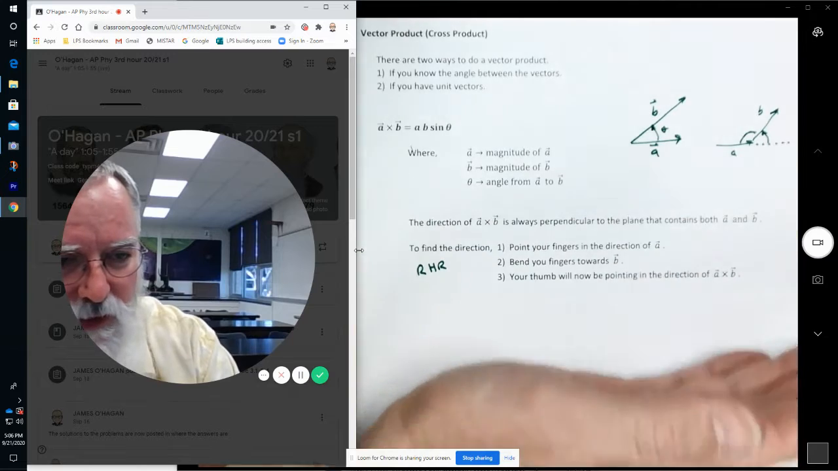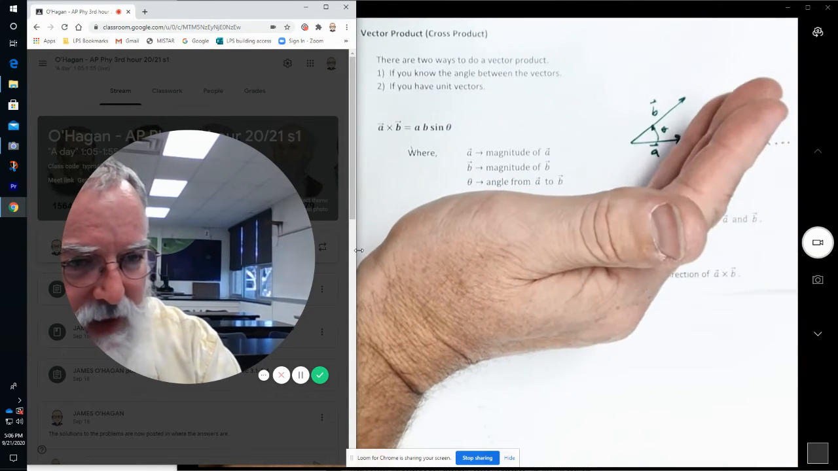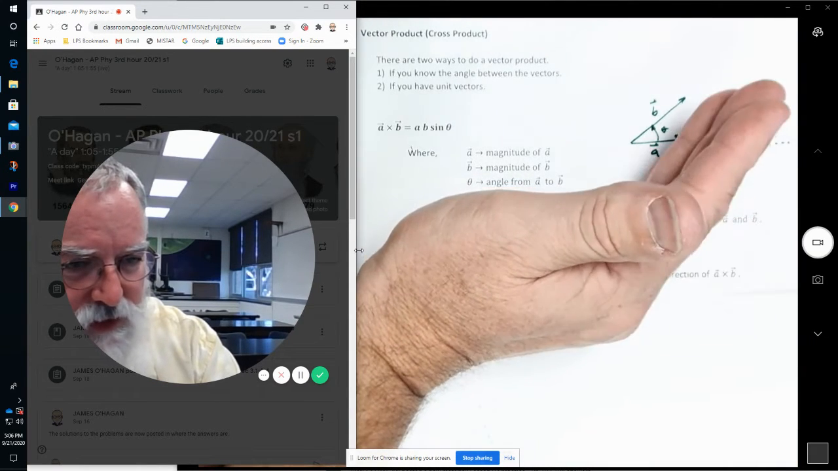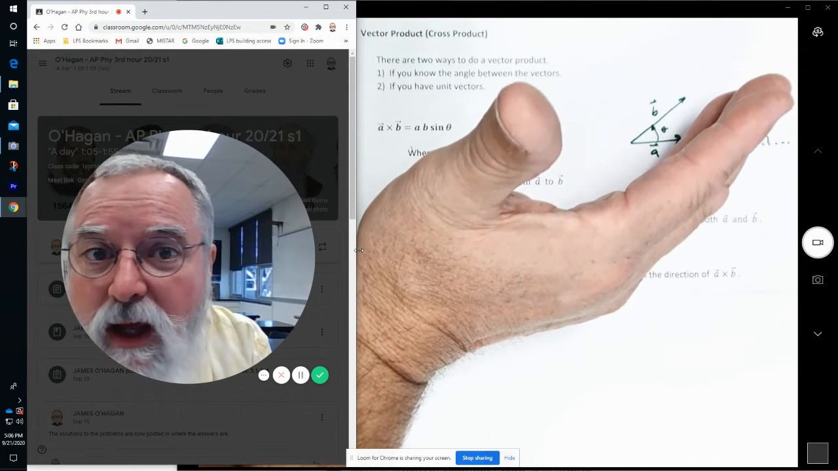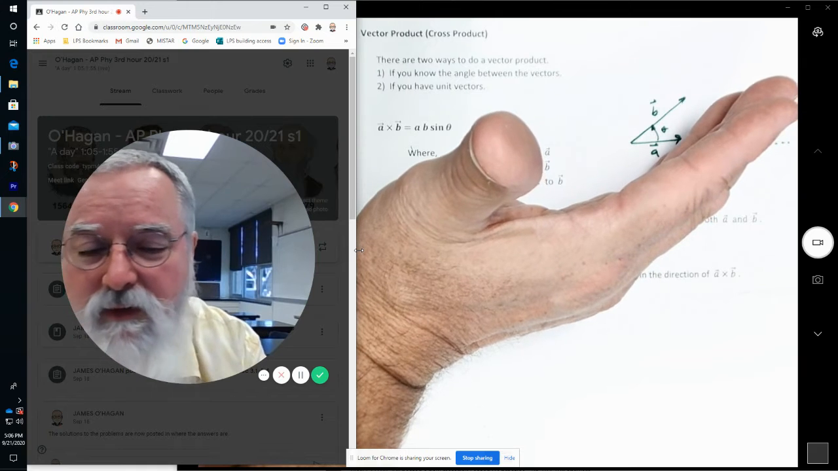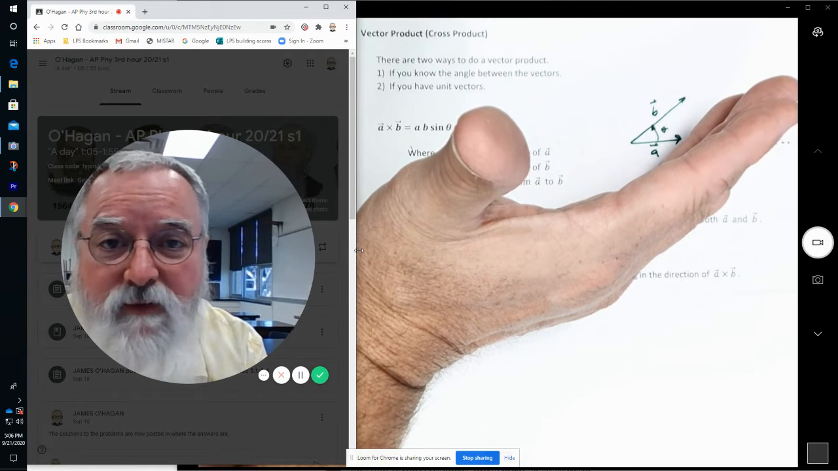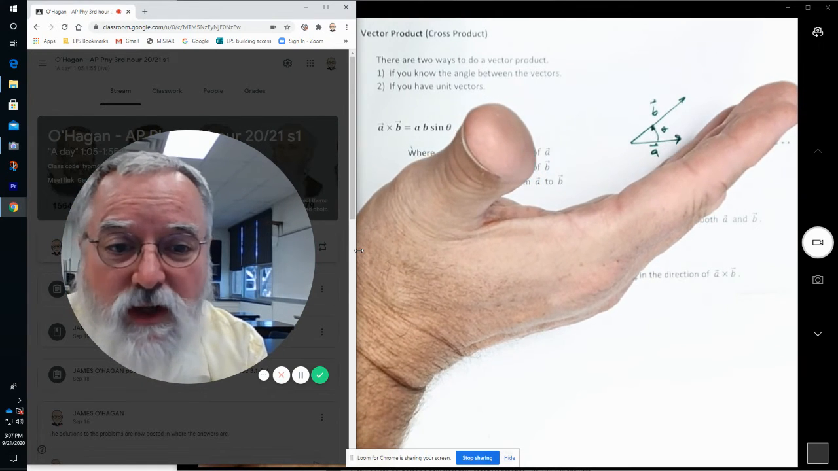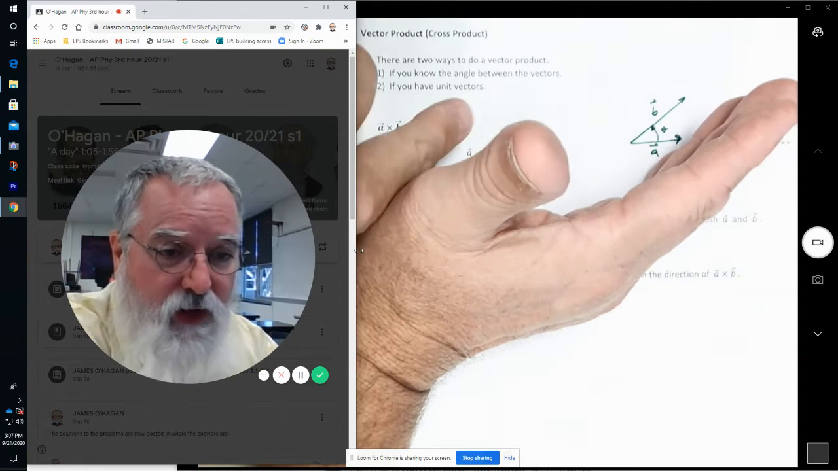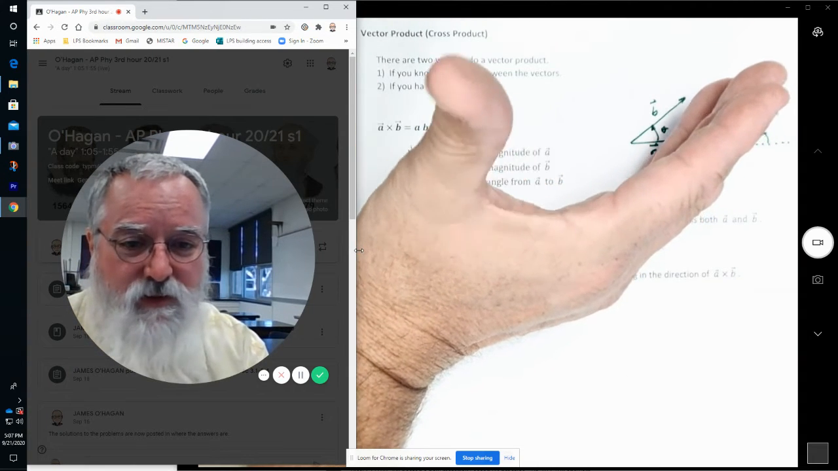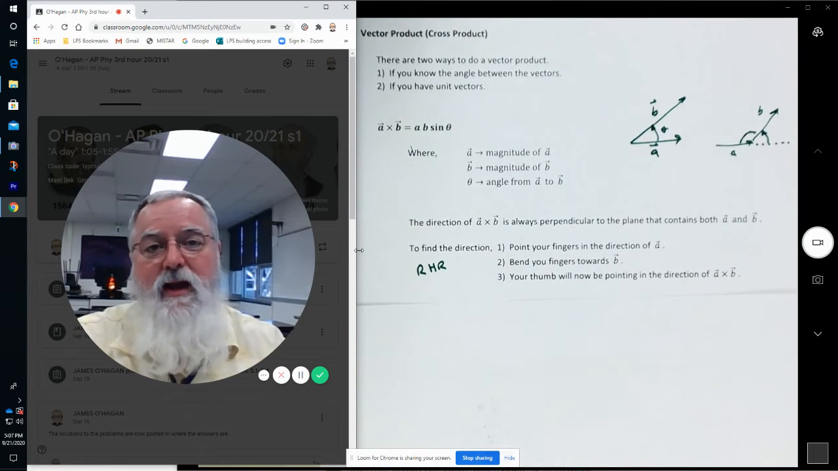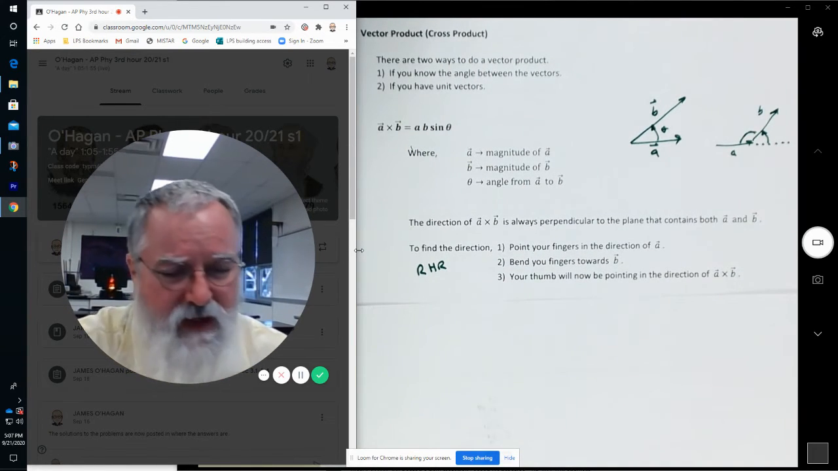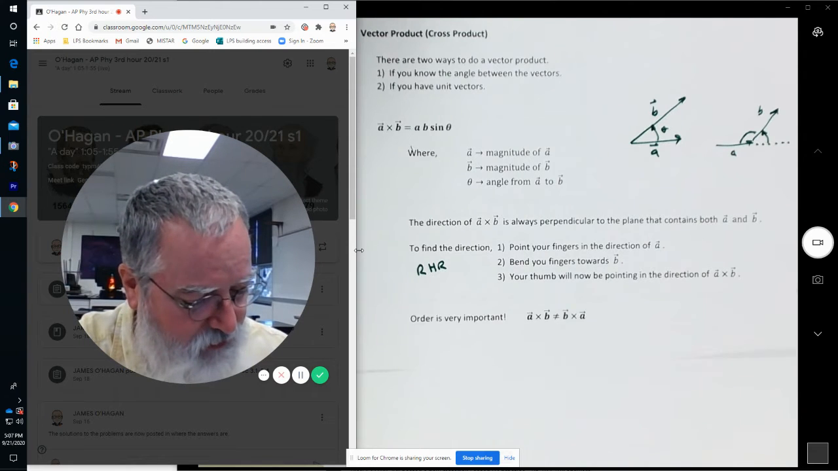Back to the right-hand rule. Put your fingers in the direction of A, bend them towards the second one. Whichever way your thumb points, a hitchhiking thumb, that's the direction of the resulting vector. In this case, it is pointing up away from the sheet of paper because my thumb's pointing up. So that's the right-hand rule. That's how you figure out these vectors.